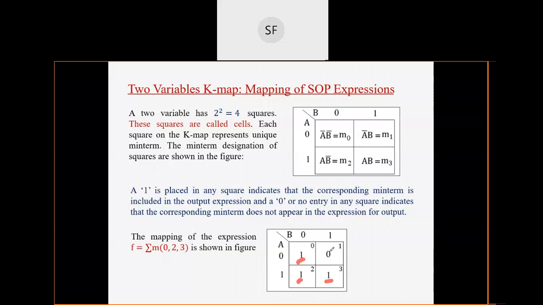You can write 0, or otherwise keep it blank with no entry at all, that will also work. Right. 0 and no entry in any square indicates that the corresponding min term does not appear in the expression for output. So this is how you have to do the mapping. Okay, so you have to understand this. This is very simple. How to map? I hope you understand.